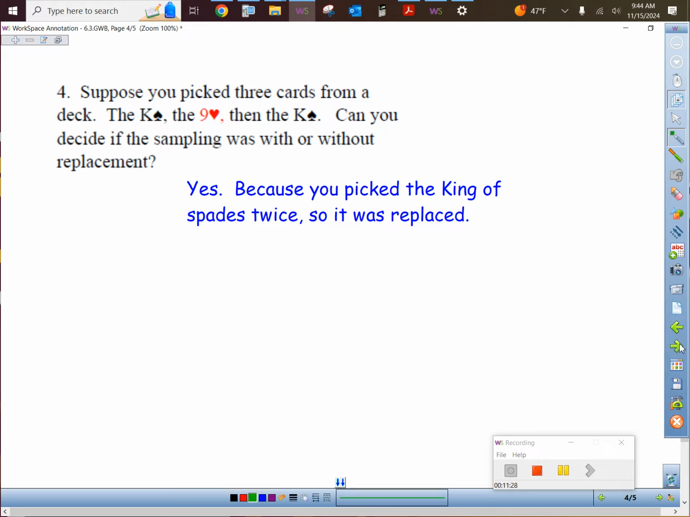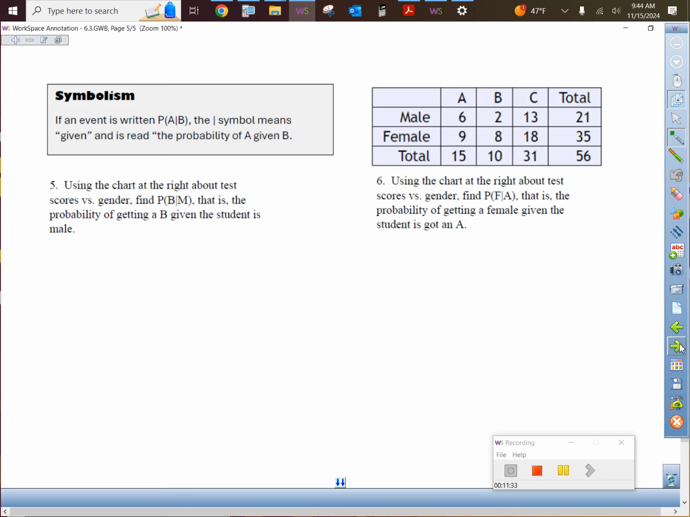And then the last thing has some very fancy symbolism. I looked through the homework, and they don't use the symbolism on there. They put it in English, which is good for us, right? But the symbolism is this. It's like this up and down thing, which means given. P stands for probability, and then the up and down thing means given. So let's dive into what it's all about and then go back to the symbolism.